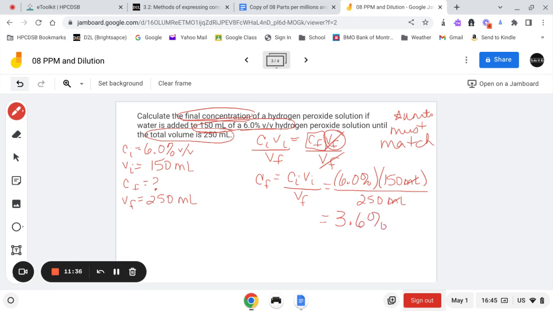And this makes sense. Your concentration for final should always be lower than your initial because you're adding water to it. You're watering it down. You're diluting the solution.